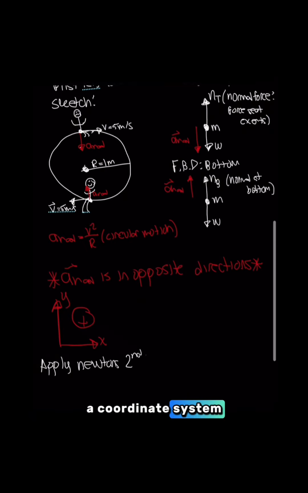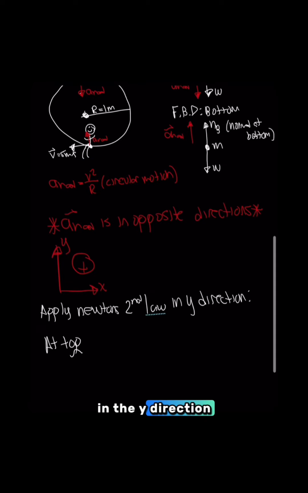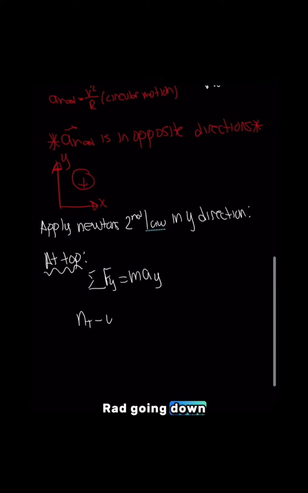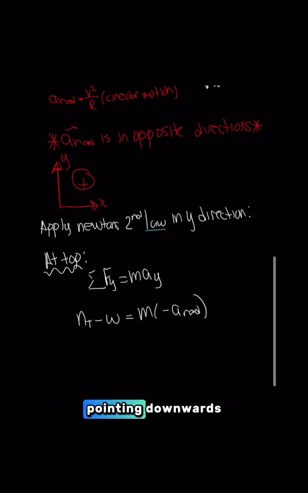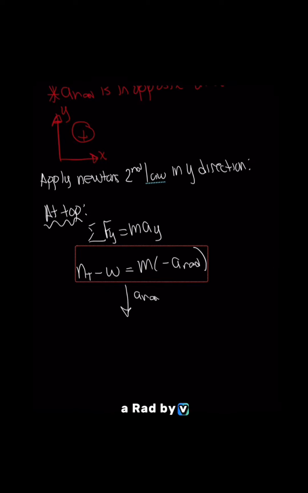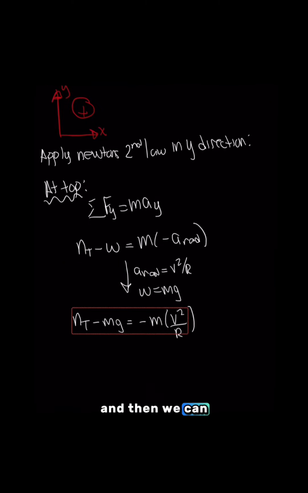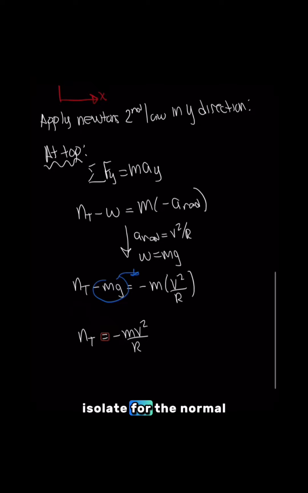So we can draw a coordinate system and apply Newton's second law in the y direction. Start by looking at the top. If we look at our sum of forces at the top, we have the normal force, the weight force, and we have a_rad going down. So we plug all these in, and a_rad is negative, because of our defined coordinate system, we defined up as positive and it's pointing downwards. So we can replace a_rad by v squared over r and weight by mg, and it gives us this expression here. And then we can bring mg to the other side to isolate for the normal force.